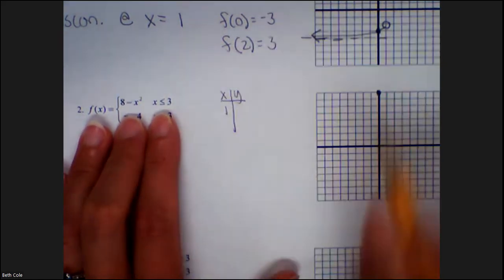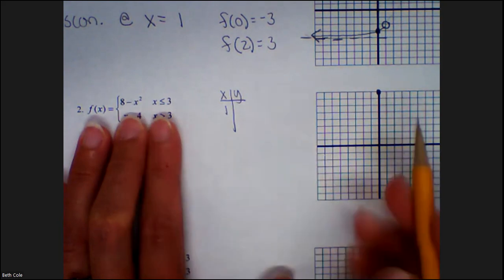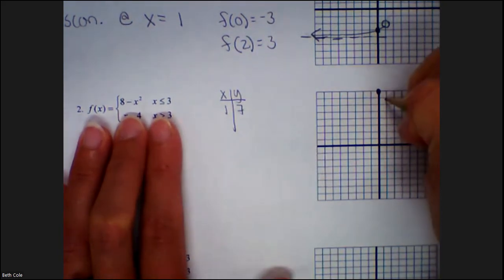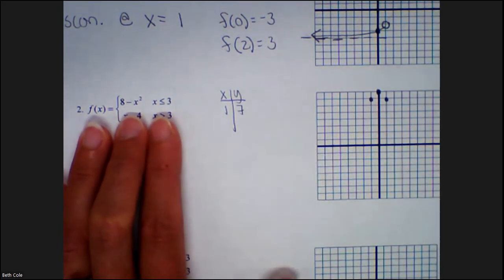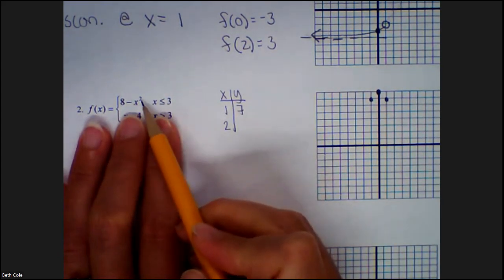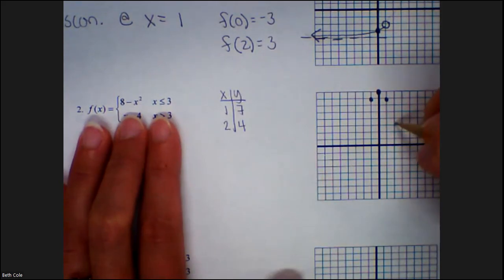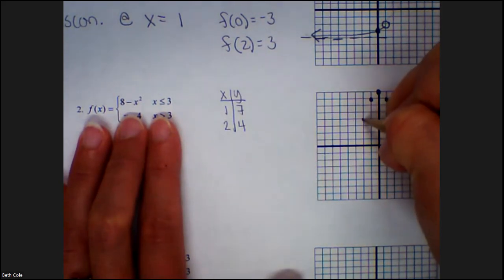1. Let's plug in 1. You ready? 1 squared is 1, 8 minus 1 is 7. So you get 1, 7, and then you also get the symmetric point because it's going to be a parabola. Let's try 2. 2 squared is 4. 8 minus 4 is 4. So you get 2, 4, and then the symmetric point.